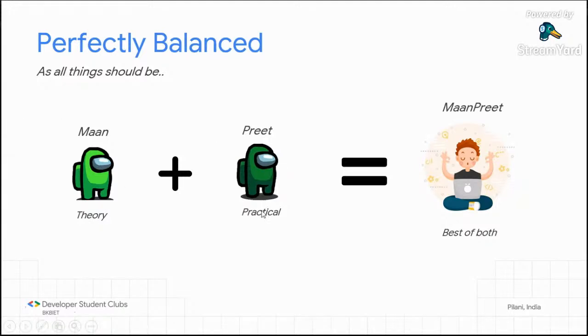Now, this is Preet, a genius when it comes to building. He's a genius builder, can build anything you throw at him. And when it comes to theory, he just can't do it. The theory part is not his cup of tea. But we don't want to be only any one of them. We don't want to be just a theoretical person, or just doing building stuff without knowing the theory about it. What we want is to extract the best from both of them.